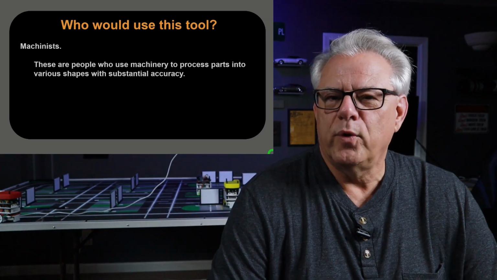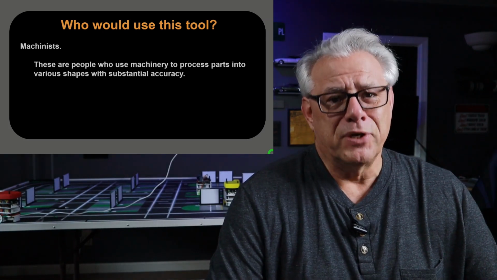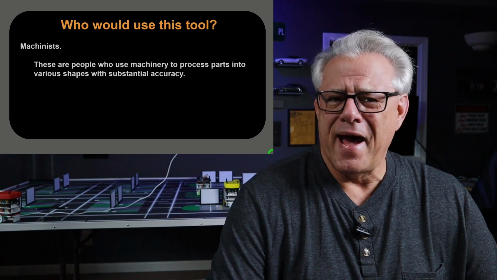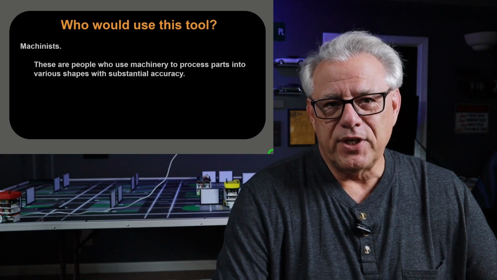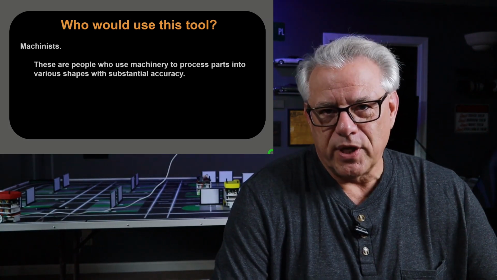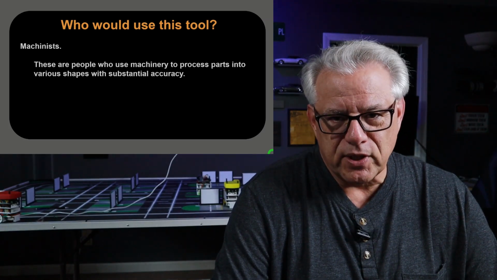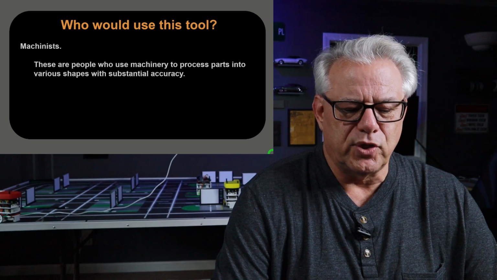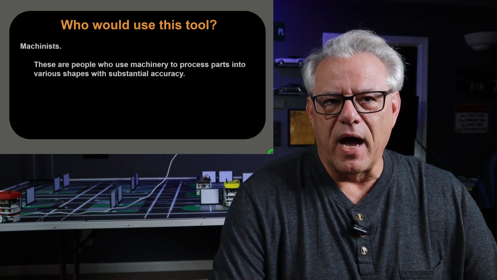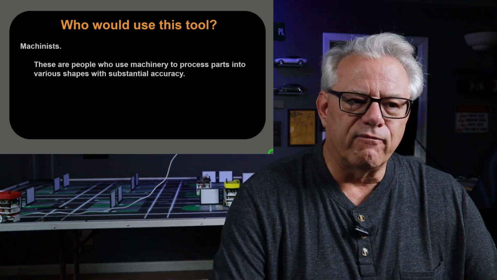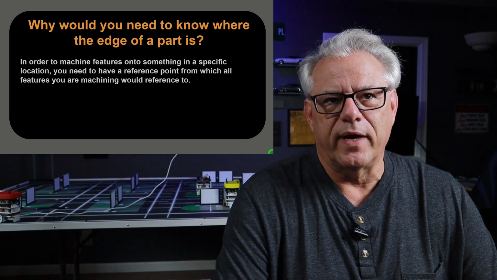Next up, who would use this tool? Odds are really good, there's not a lot of machinists in the world, so if you're not one, you won't know what this tool's really about. But machinists, these are people who use machinery to process parts into various shapes with substantial accuracy and precision. So they need a way to very accurately find the edge of something or find a reference point on something, which leads us into the next question.